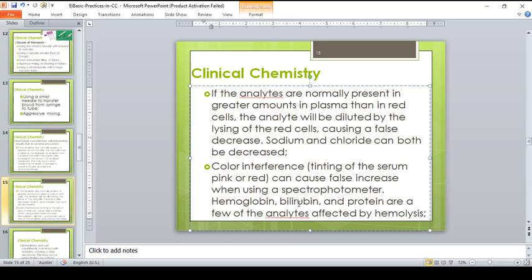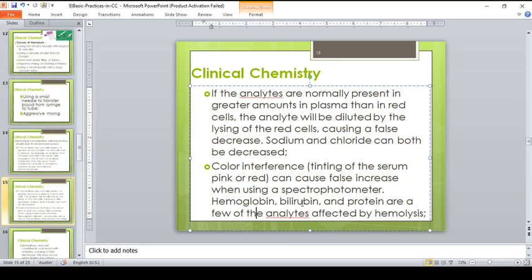So hemoglobin, bilirubin, and protein are a few of the analytes affected by hemolysis if you measure their values using a spectrophotometer. In the laboratory, or in extracting blood from the patient, you must avoid hemolysis because that may lead to a false increase or false decrease of the value of the analyte. Pwedeng tumaas or pwedeng bumaba. A false increase or false decrease in values may also lead to misdiagnosis by the physician.